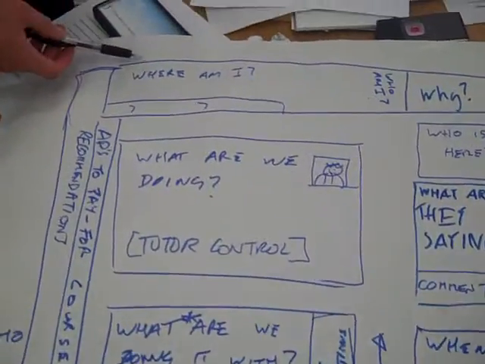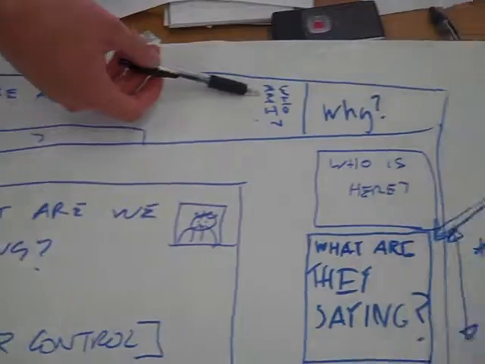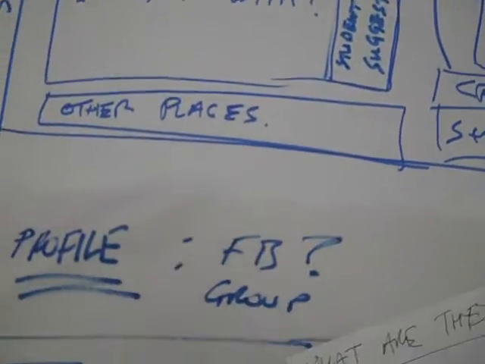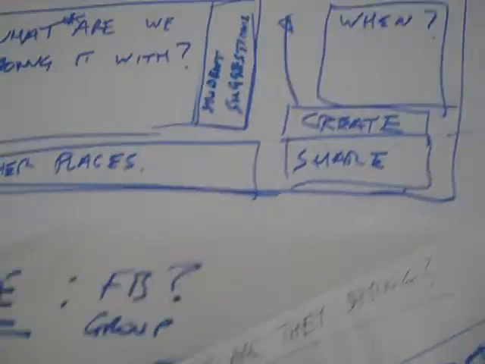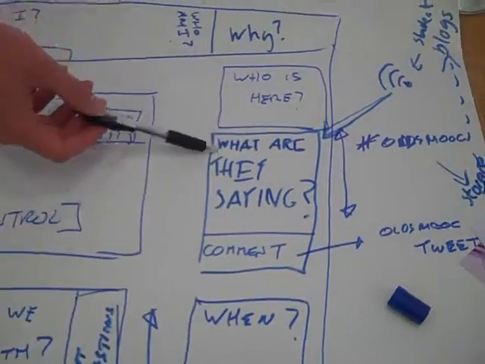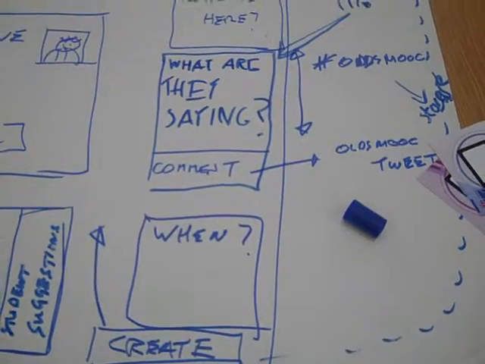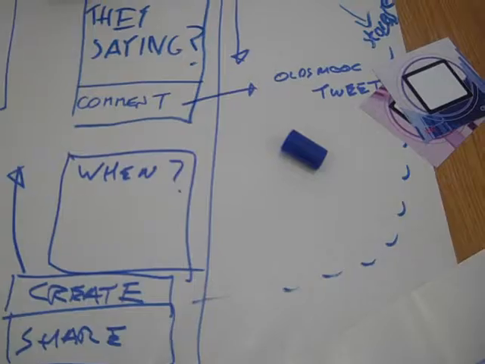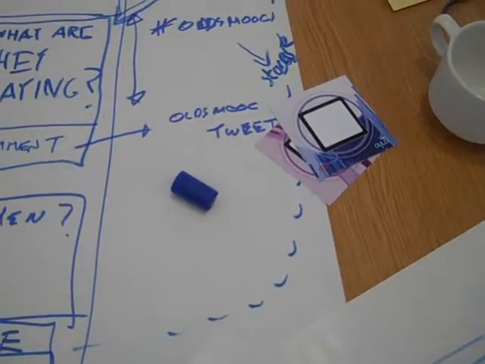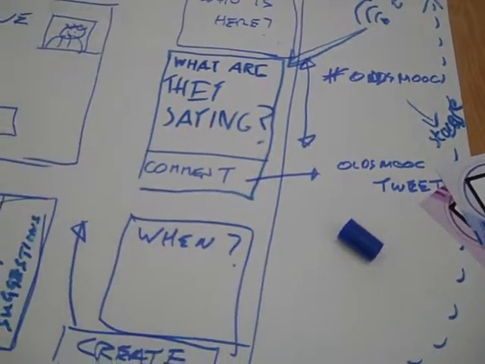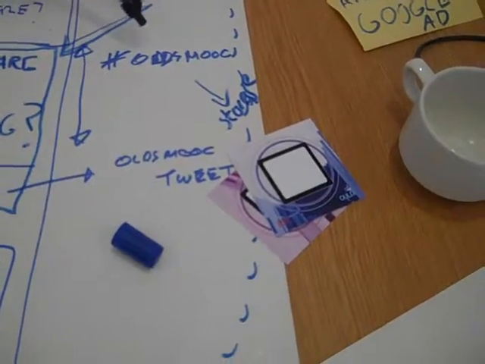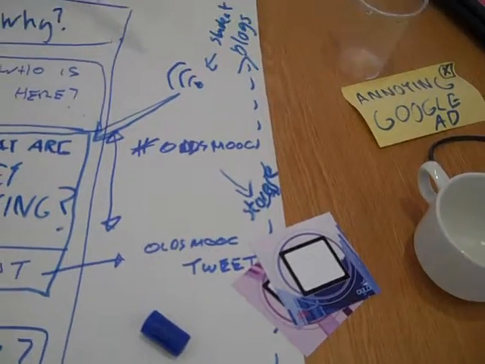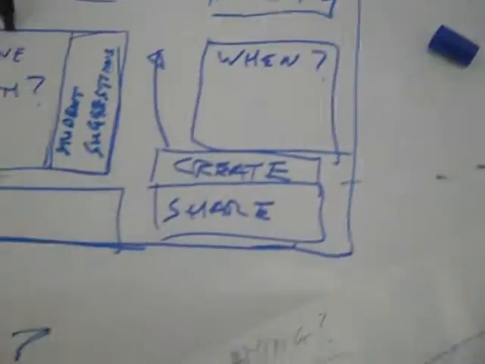So they're going to need to know where they are, who they are, like a profile thing, what are we doing, what are we doing it with, and then probably more interesting areas, who is here and what are they saying. And on what are they saying, we're thinking that could aggregate tweets that have the OLDSMOOC hashtag on it. And we're also thinking you could get a service that would aggregate all hashtagged OLDSMOOC tweets that have links in and aggregates them in a social bookmarking service that can be brought back in as well.